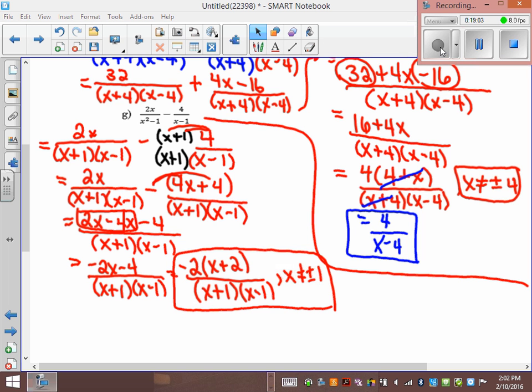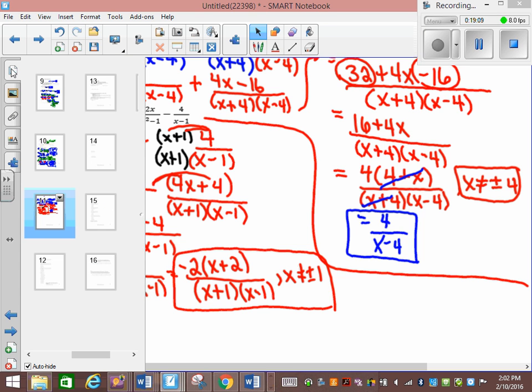Flip to the next page. The bottom of the next page is your homework.